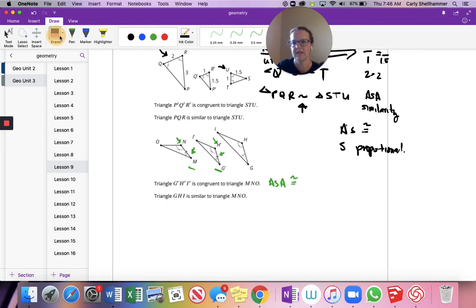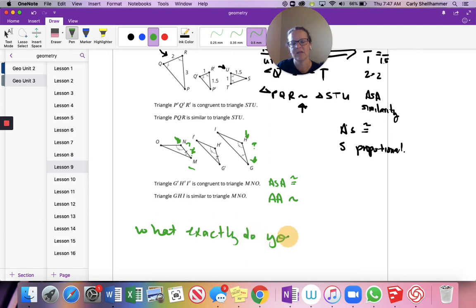Let's just erase this and go back to my pen. So G is congruent to M, cool. H is congruent to N, but we don't know anything about the side, do we? Nothing at all. So those would be similar because of angle, angle.